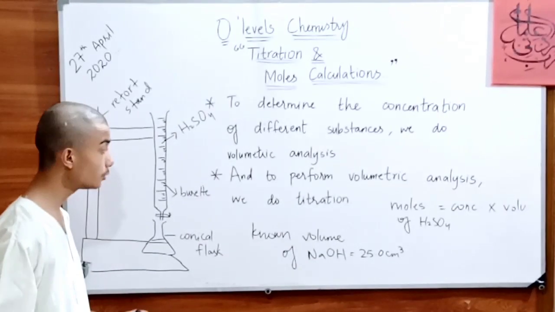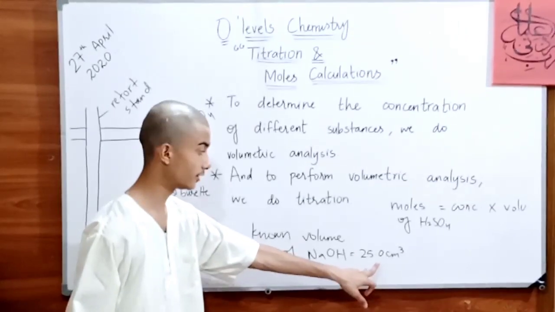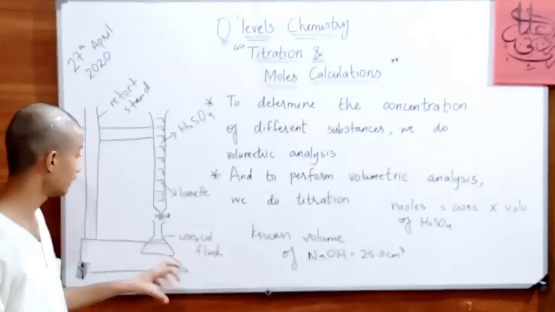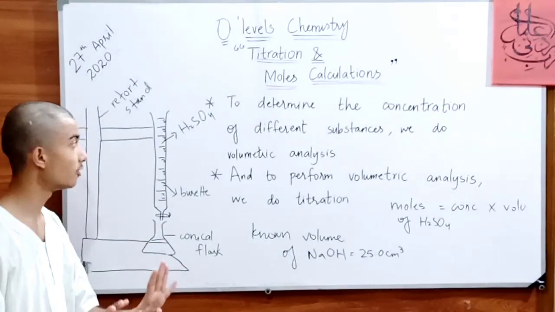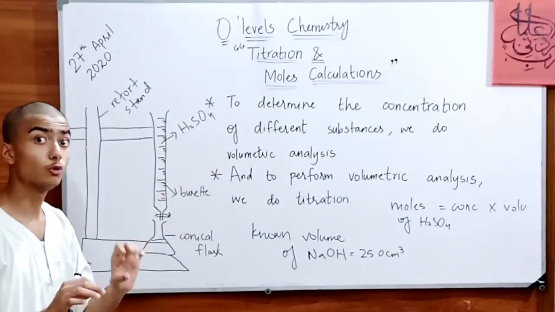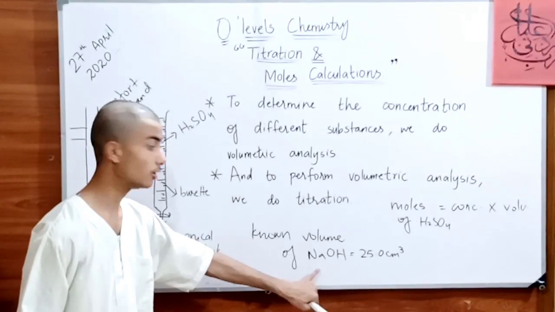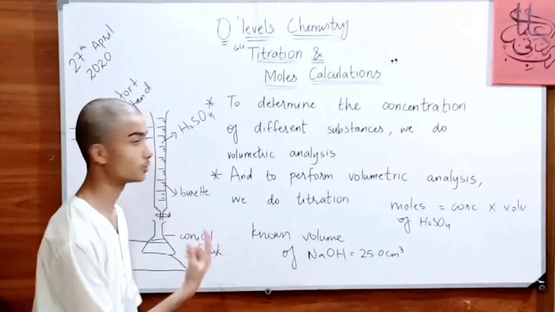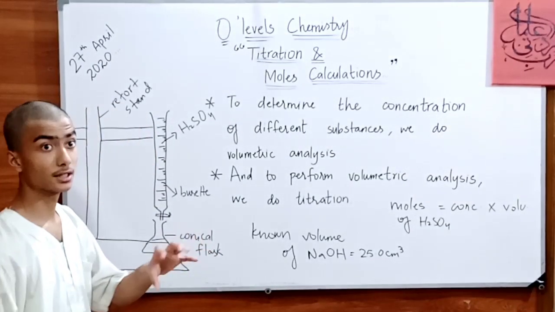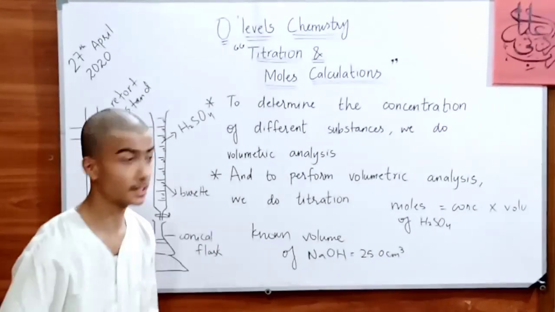Now we also have the known volume of NaOH, which is 25 centimeter cube, but we don't have the known concentration. This titration is performed, as written in the first point, to find the concentration of this alkali or base. So for this I have one question for you. I would write the question here and you will see the calculations which I just performed here and what titration is basically all about.